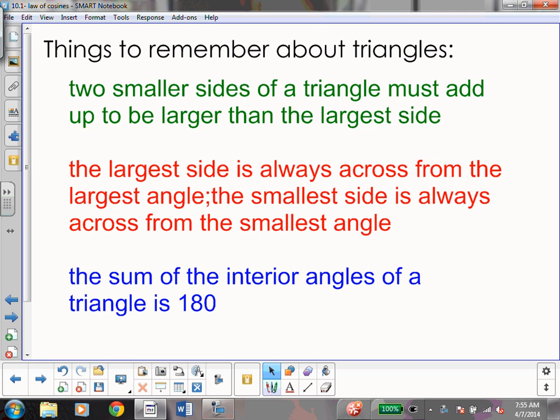First, let's review some properties of triangles that you may have forgotten from geometry. First, the two smaller sides of a triangle must add up to be larger than the largest side of the triangle.